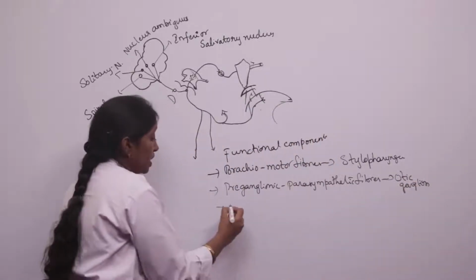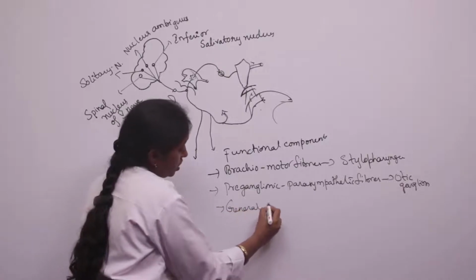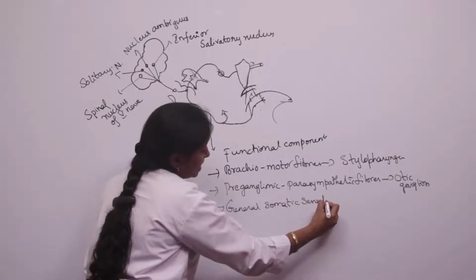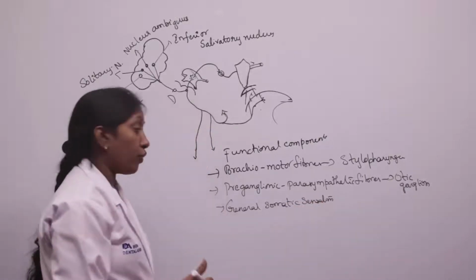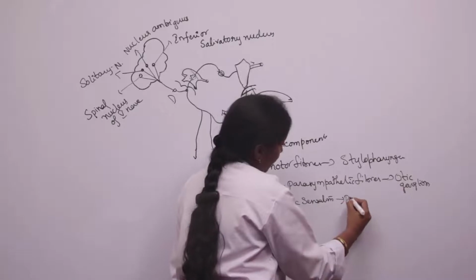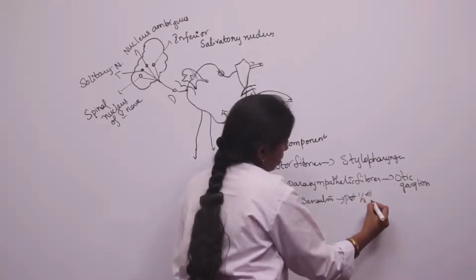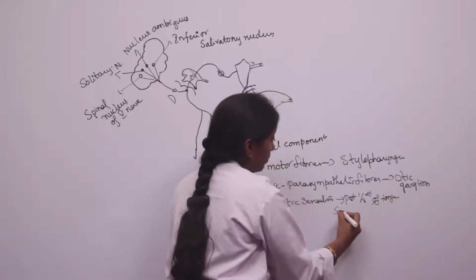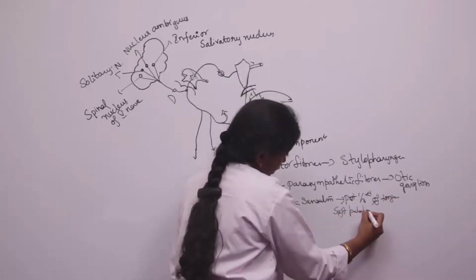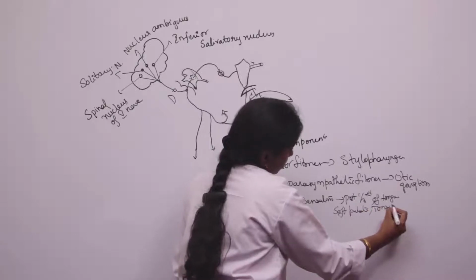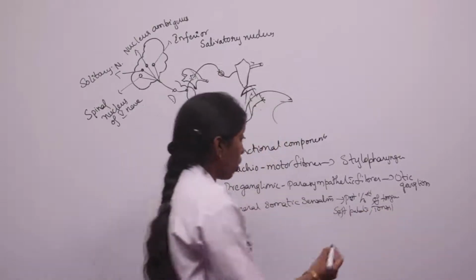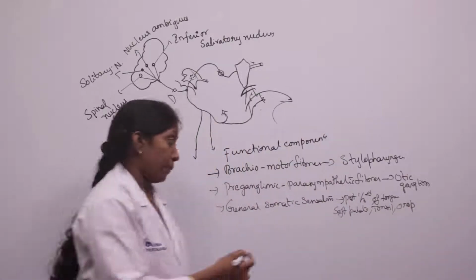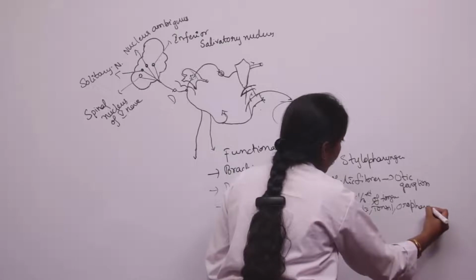And also general somatic sensations from the posterior one-third of the tongue, and also from the soft palate, tonsil, and also the oropharynx.